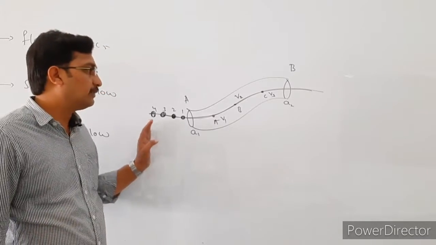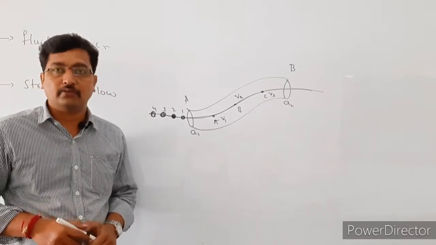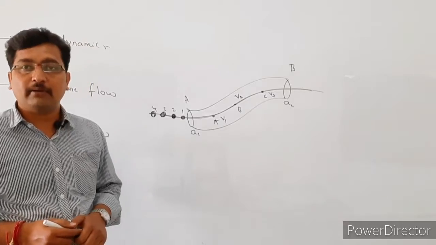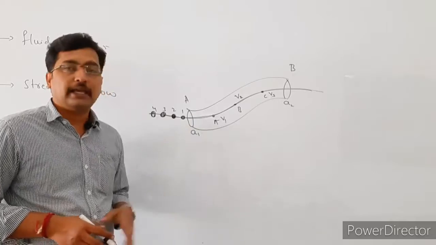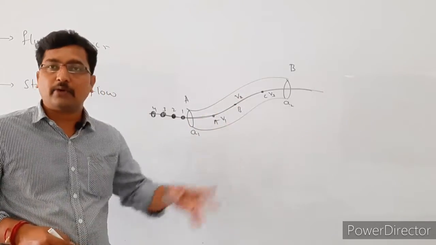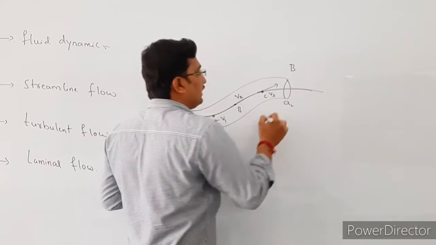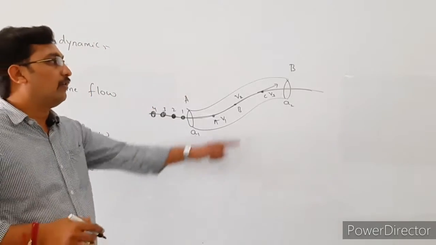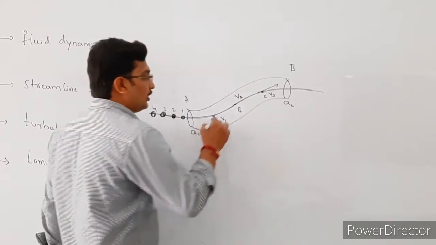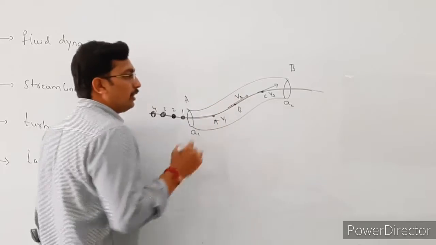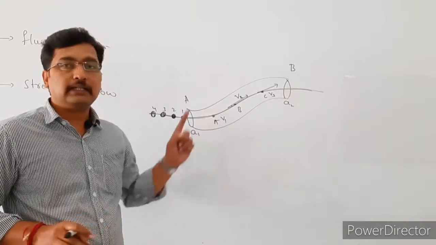Or if the velocity of the particle at any point is the same, that is also known as streamline flow. So then the characteristics of streamline flow: if you want to find the direction and velocity of a particle at point A, point B and point C, we have to draw a tangent at that point. If you draw the tangent to point C, that gives the velocity and the direction of the particle at that point.